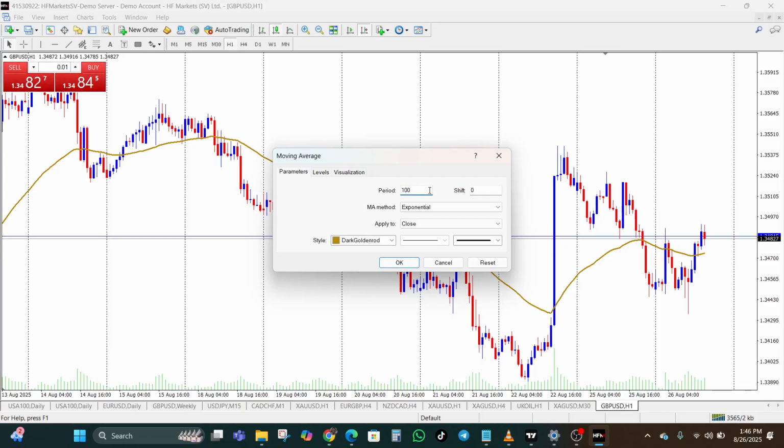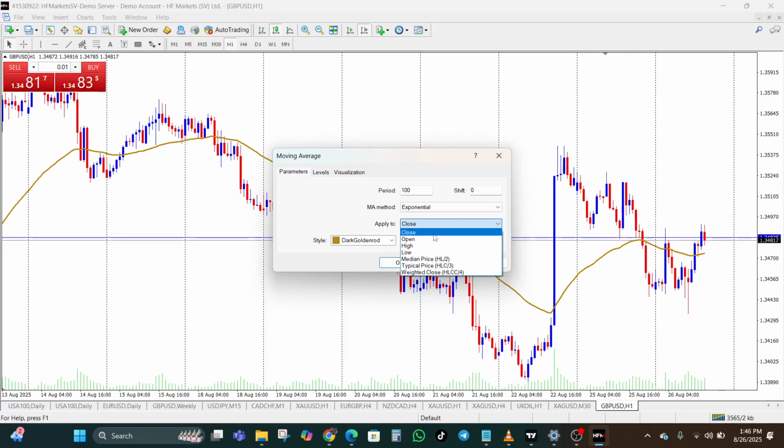So once you are done setting the period, you choose the type of moving average, whether you want a simple, an exponential, a smoothed, a linear weighted, whatever. You select that from here. And then you also choose what to apply the calculation to. Do you want the calculation to be based on the close price or the open price or the high price or low price or the median price, HL over 2, typical price, HLC over 3, or weighted close, HLCC over 4? Close is one of the common options.